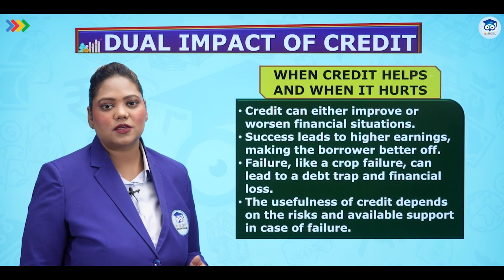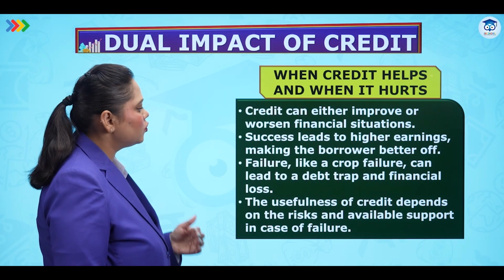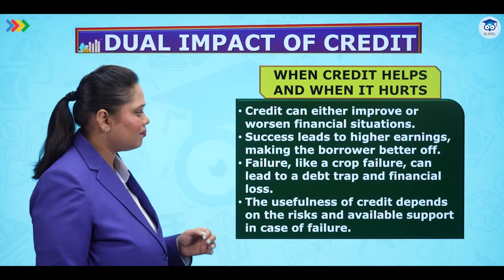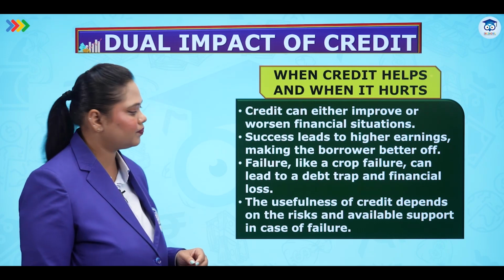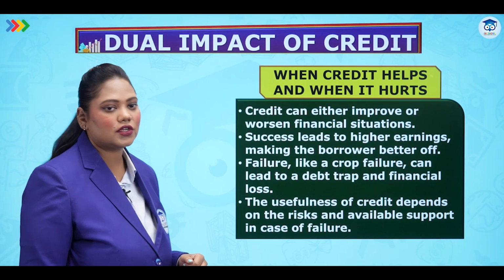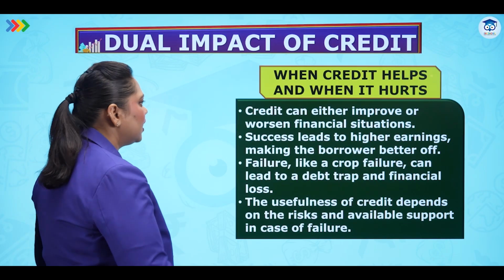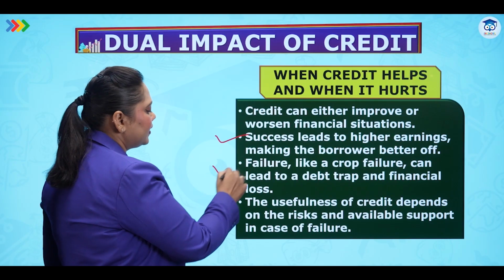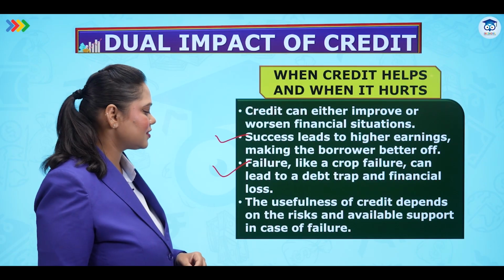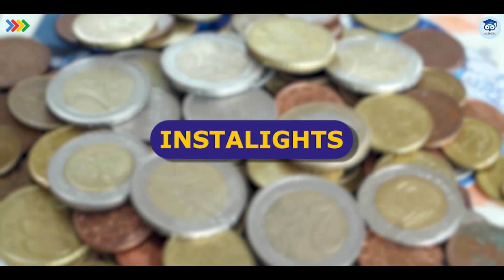When credit helps and when it hurts. Credit can either improve or worsen financial situations. Success leads to higher earnings, making the borrower better off. Failure, like a crop failure, can lead to a debt trap and financial loss. So over here it helps, over here it hurts. The usefulness of credit depends on the risks and available support in case of failure.